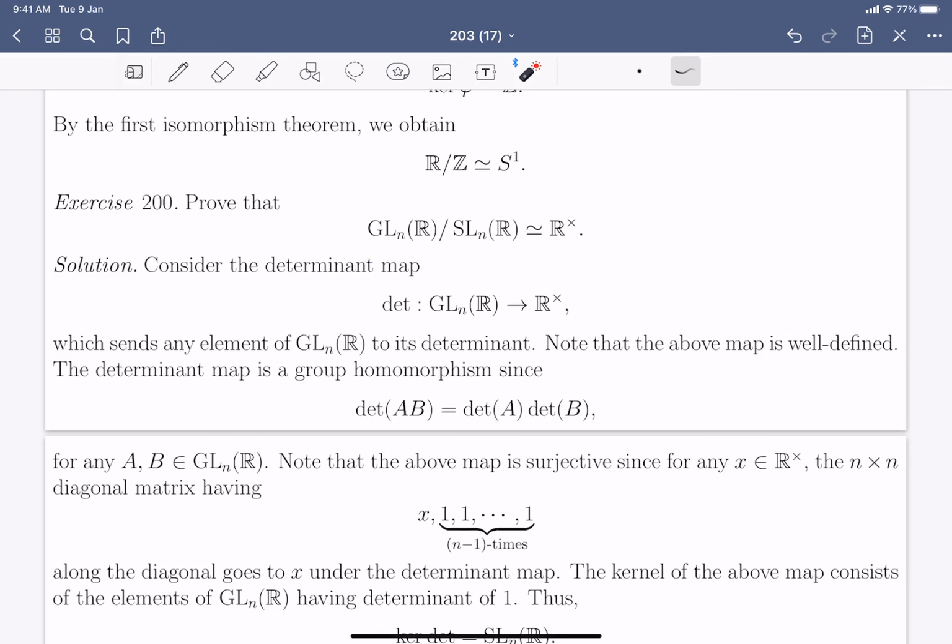last problem set. At least in some form we have seen this. So let's look at the statement: to show that GLnR modulo SLnR is isomorphic to R cross.